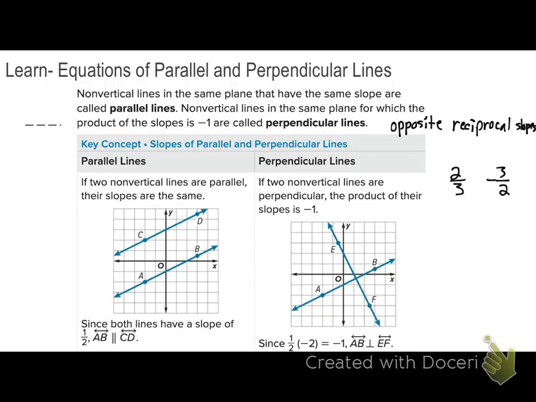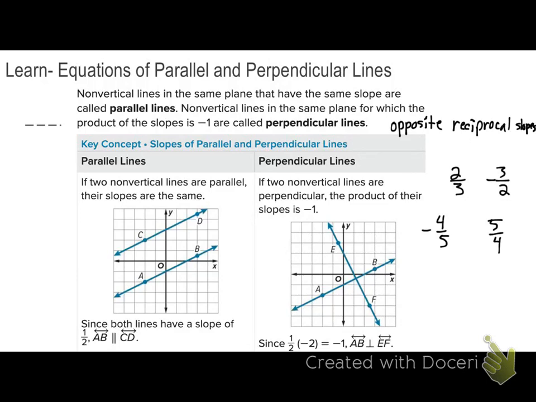Let's say I gave you -4/5. What's the reciprocal of 4/5? 5/4. 4/5 is negative. So what's the opposite of negative? Positive. The opposite reciprocal of -4/5 is positive 5/4. Is that making sense? Yes, sir. Opposite is talking about the sign. Reciprocal is talking about flipping the fraction. Perpendicular lines have opposite reciprocal slopes.